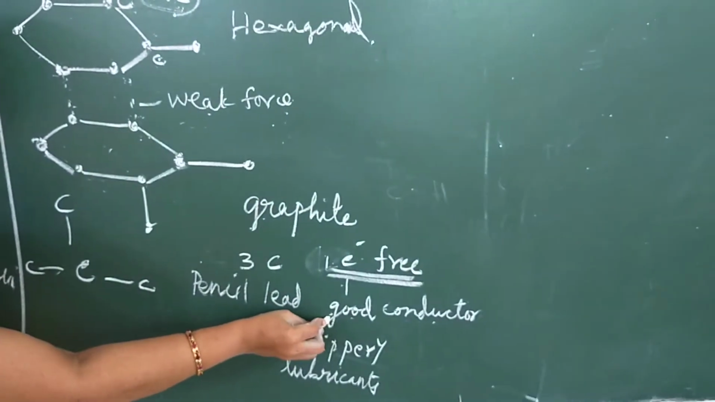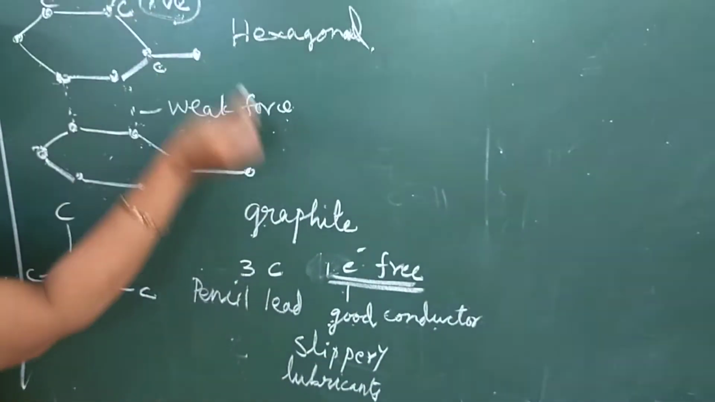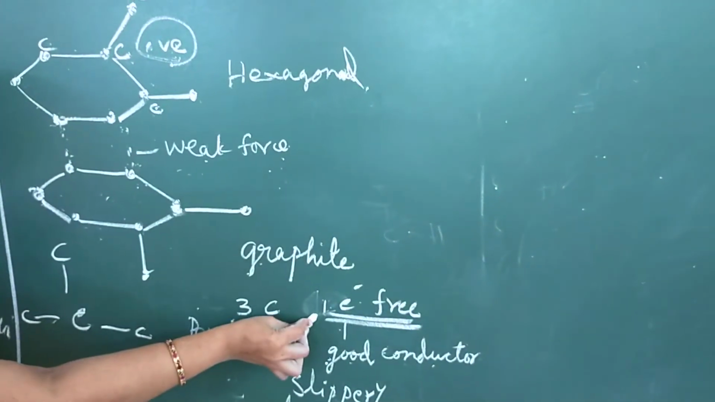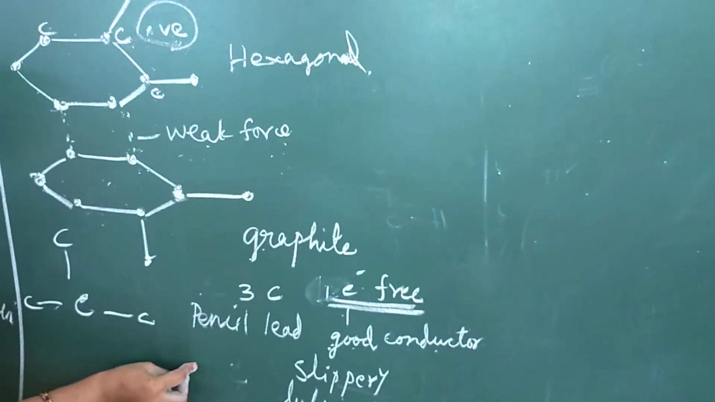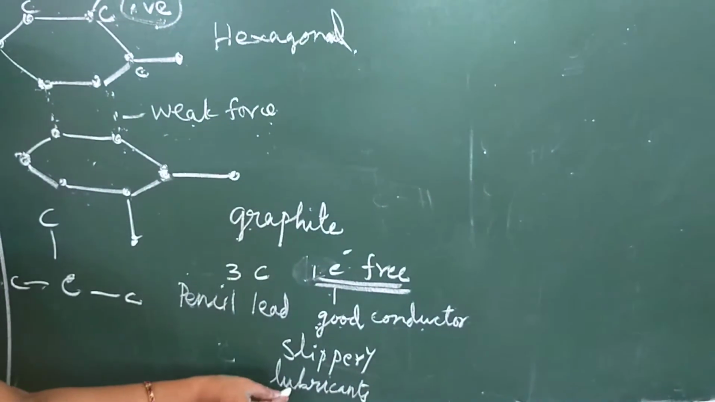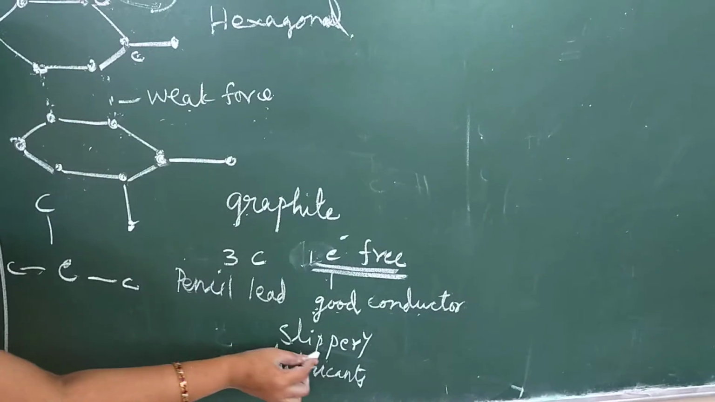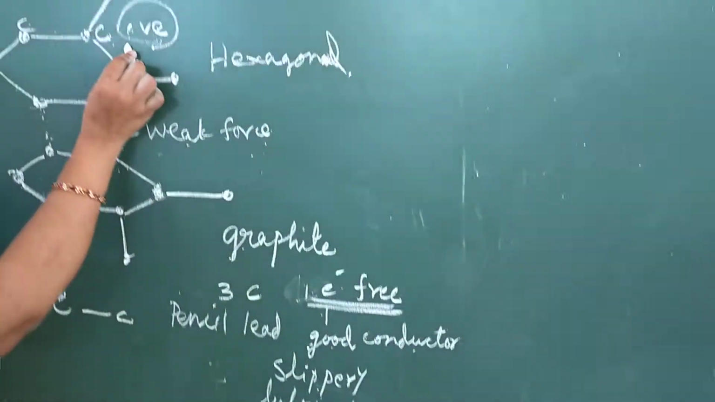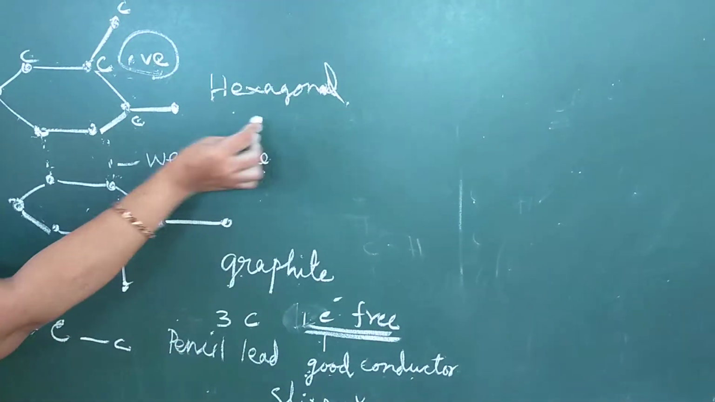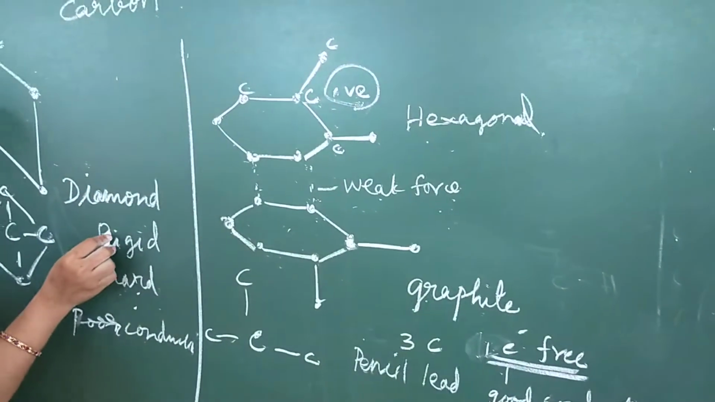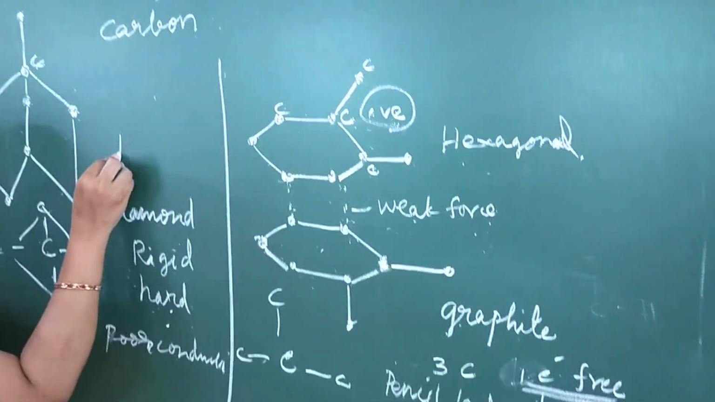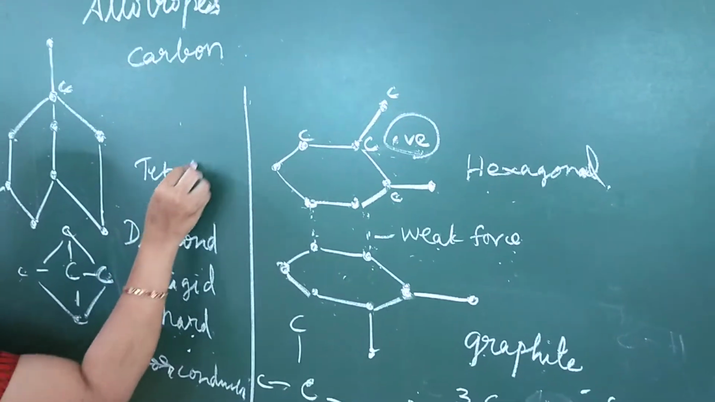Graphite is a good conductor of electricity because it has one free electron. It is used as a lubricant because of its slippery nature. The structure of graphite is a hexagonal array. The structure of diamond is tetrahedral in shape.